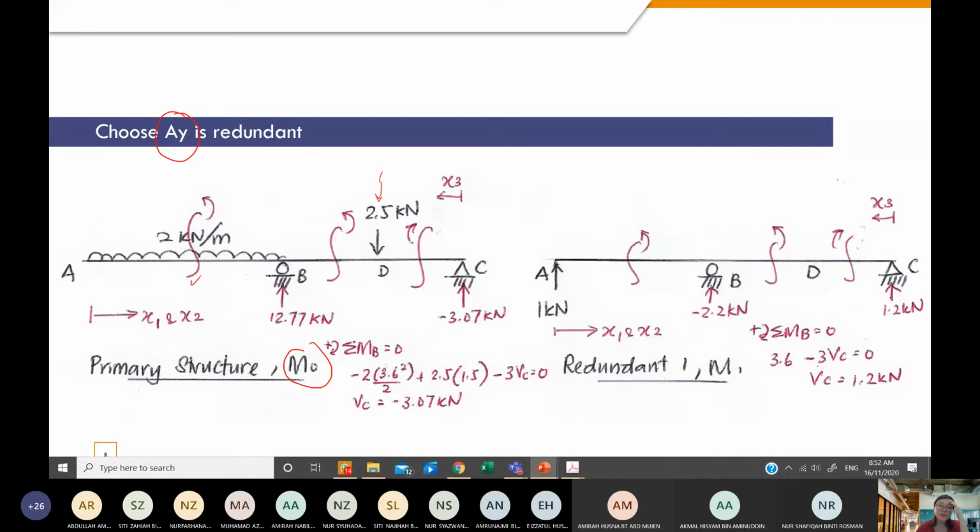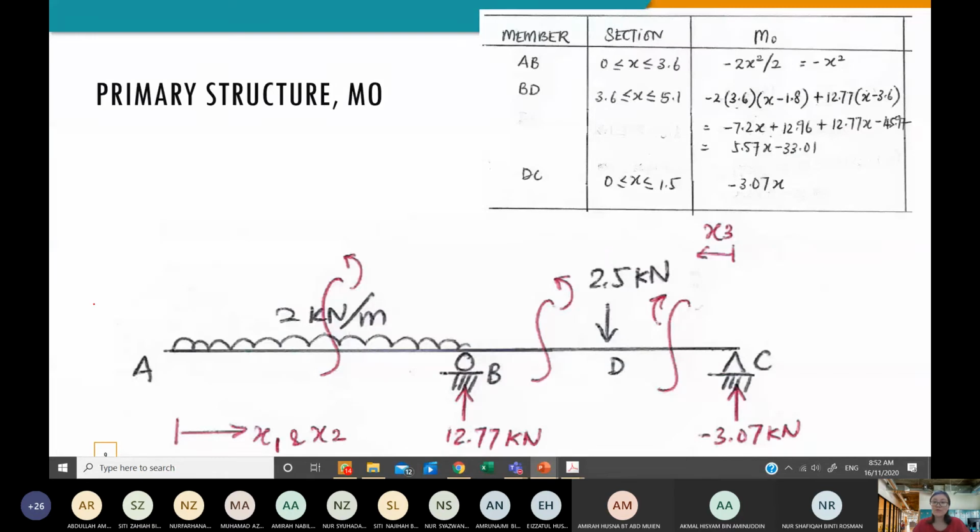Then you need to look at which section is more convenient for you. Either you start your X from A, considering the left side, or considering the right side. So this is how you choose how to cut a section and what your range is. Okay, so once you have solved for this, do you need me to explain maybe how to get the M0 for this case? Yes. Okay, so I will explain how to get this M0.